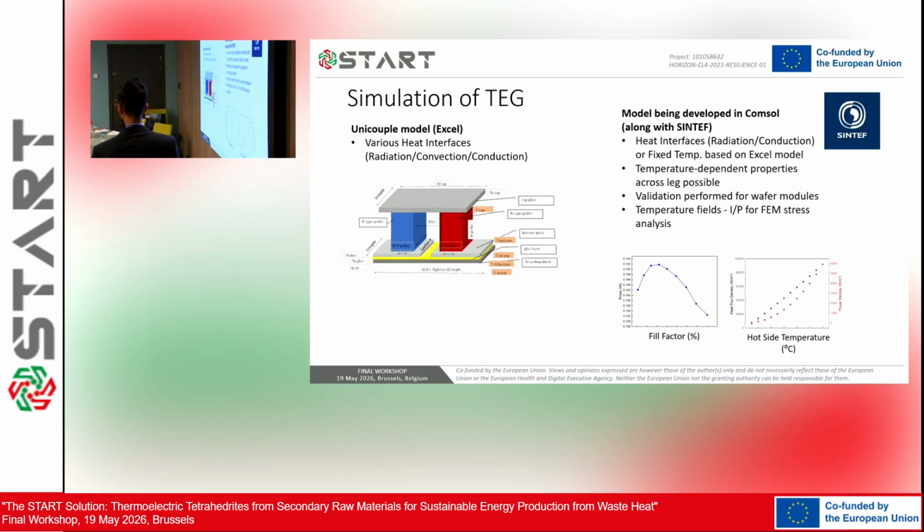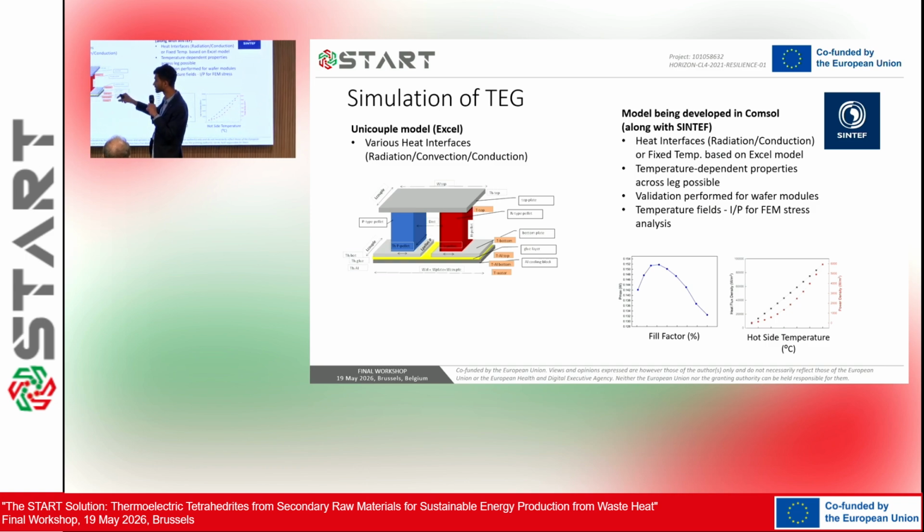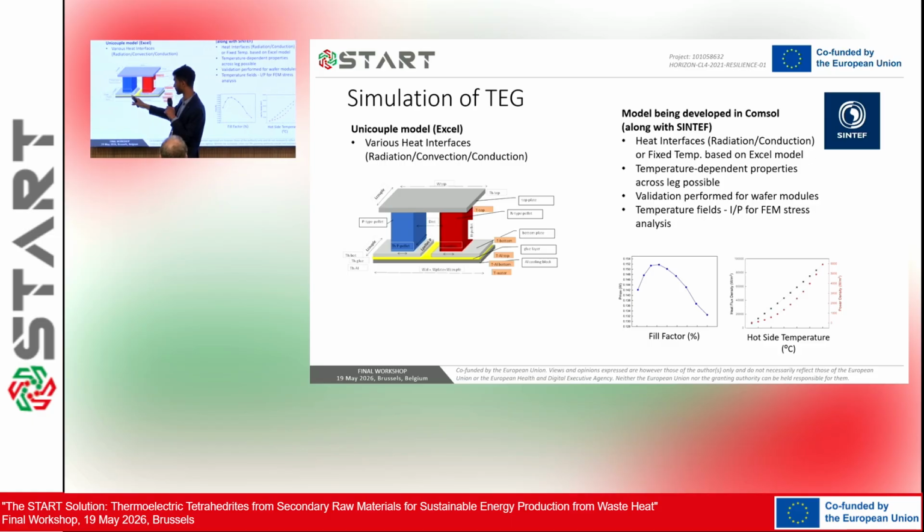And in work package 5, which Thermogy was leading, the first activity was setting up the model of this entire unicouple. We did the first analytical simulation where we chose tetrahedrite as one of the main materials of the p-type and went through a series of alternate n-type materials.